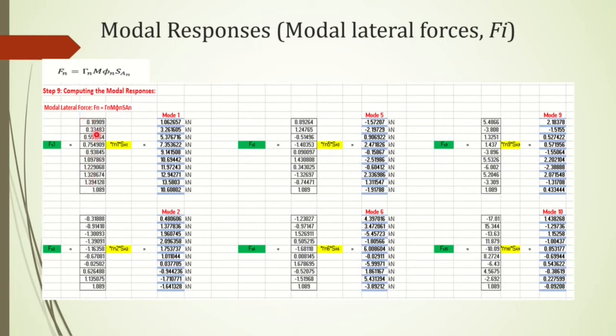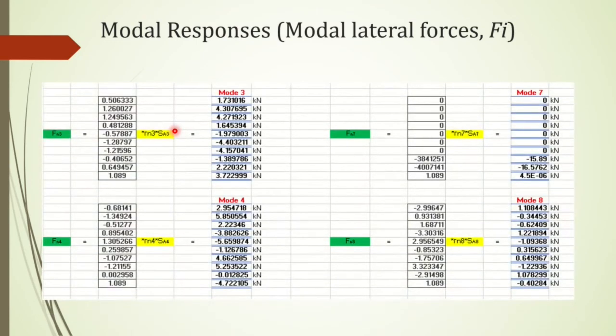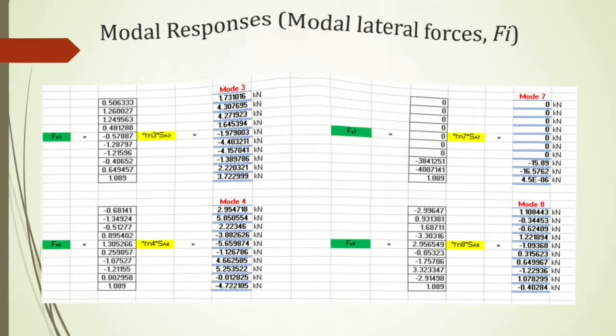So, this column is the product of M times Vn multiplied by Rn individually and Sa individually. So, this is our result. Same as the other modes. This is our result, solving it in Excel.